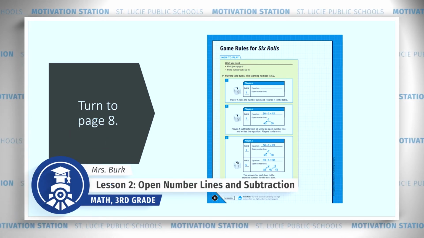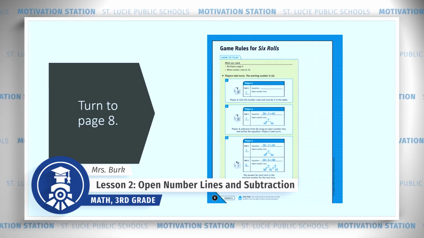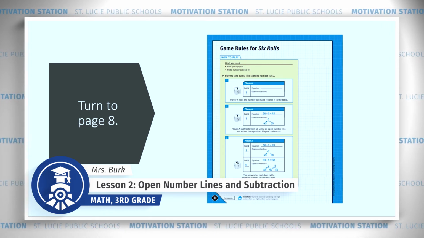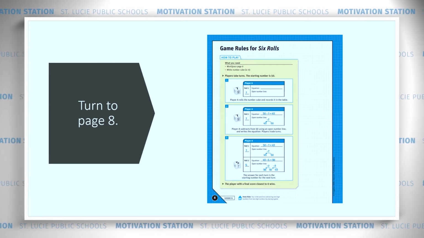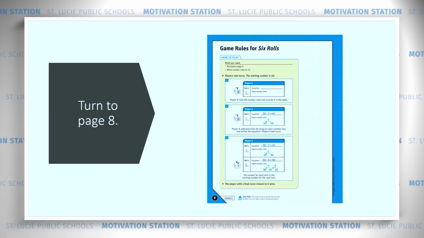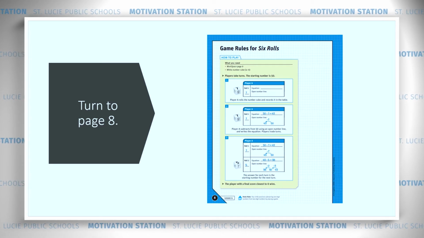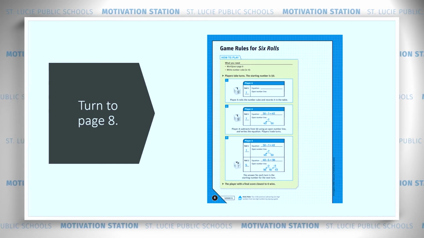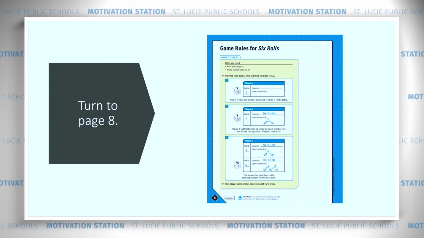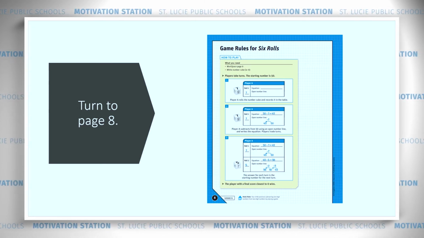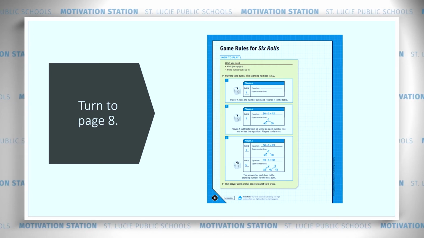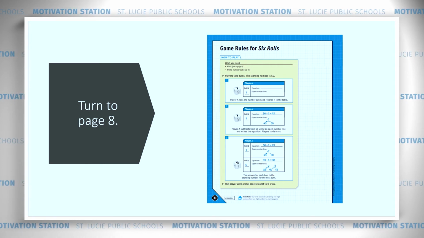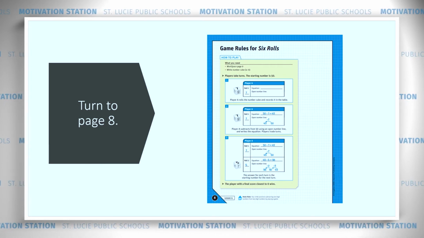Players will take turns if you're playing with a partner. If not, you just play through each roll without switching. You're going to start with the number 50. Player A rolls the number cube and records it in the table. You can see in the example for number 1, a 7 was rolled, so they wrote down the 7. Then you subtract from 50 the number that you rolled using an open number line and write the equation. If you were going to be playing with a partner, this is where you would trade turns.